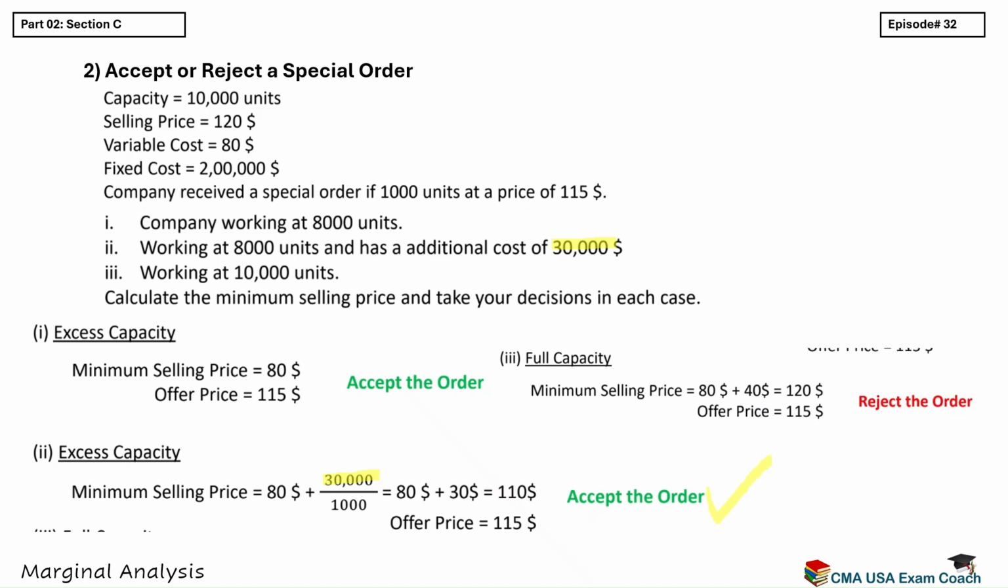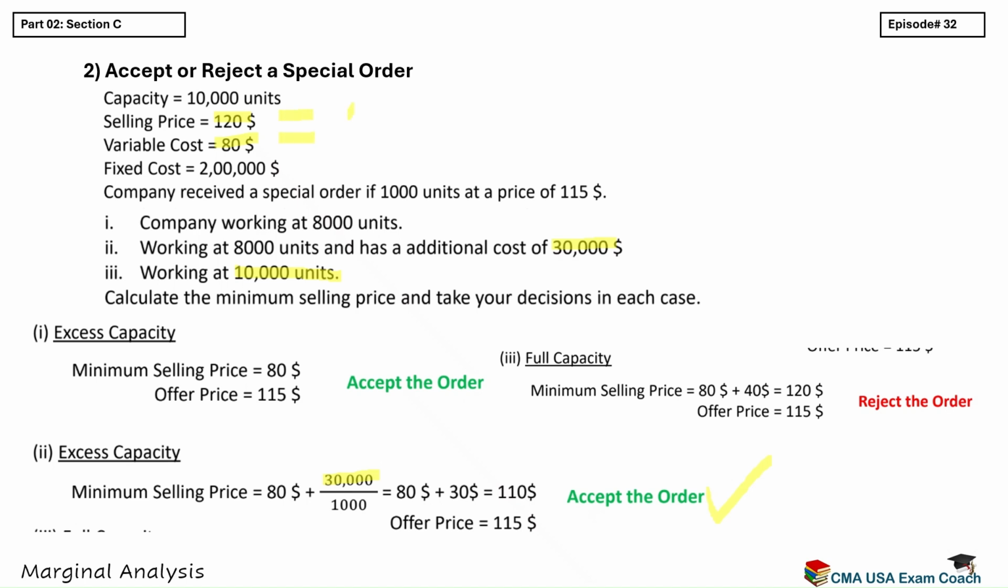In this scenario, the company is already producing 10,000 units, which means it is operating at full capacity. To accept the special order, the company would have to reduce its regular sales by 1,000 units. This means they will lose the contribution margin they would have earned from their regular customers. The contribution margin from regular sales is calculated by subtracting the variable cost from the selling price. So, $120 minus $80 gives us $40 per unit.